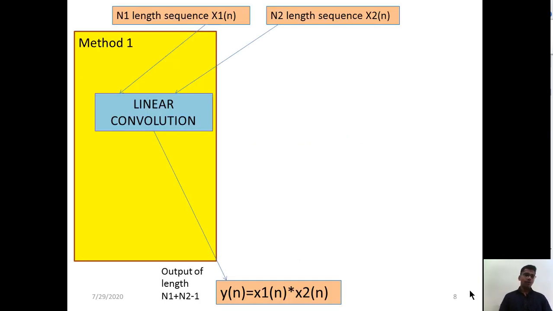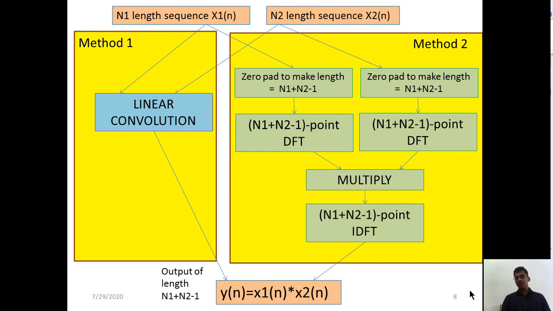In the last lecture I already explained that linear convolution can also be obtained through circular convolution. The procedure is we initially make the length of both sequences equal to the length of the output which will result if I perform linear convolution of these two. So if x1(n) has n1 samples and x2(n) has n2 samples, then the linear convolution will have n1 plus n2 minus 1 samples.